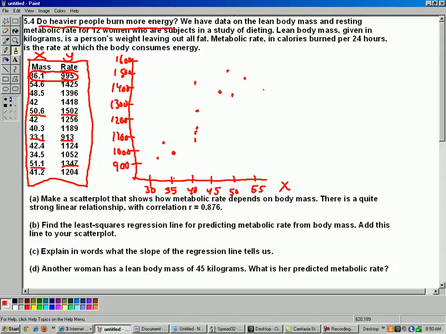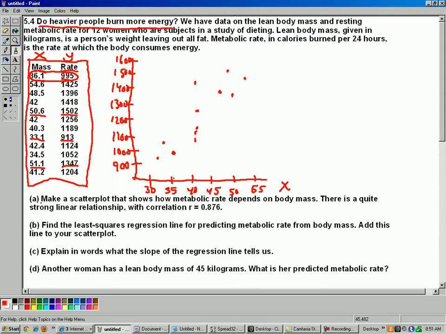Okay, so I just finished making the scatter plot, and yes, indeed, you can see there is a positive trend: as the mass increases, the metabolic rate increases as well. If we wanted to imagine a line going through these points, a best fit line would probably look something like this. But I don't want to draw any lines yet. All right, let's answer the question.